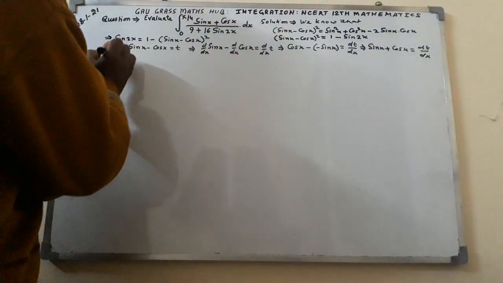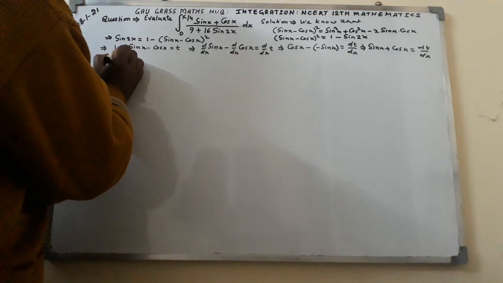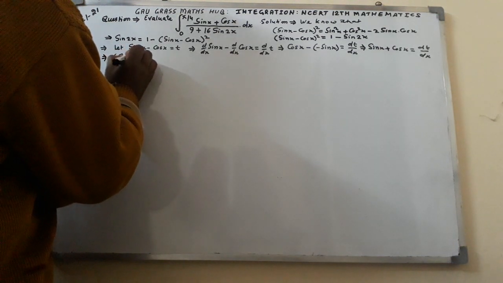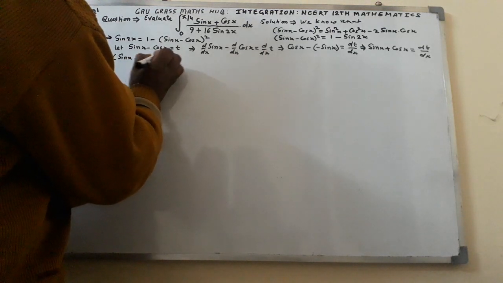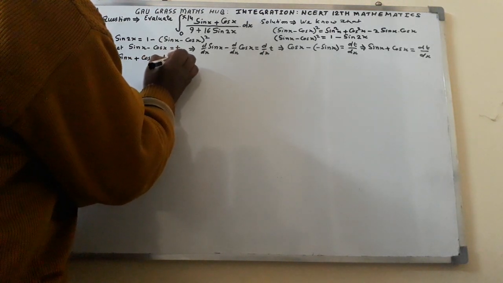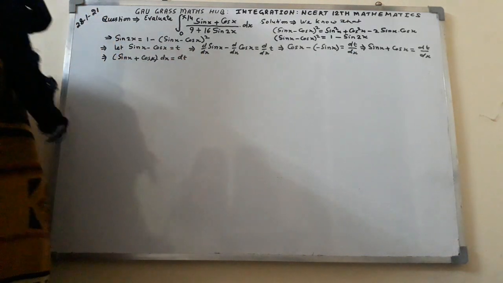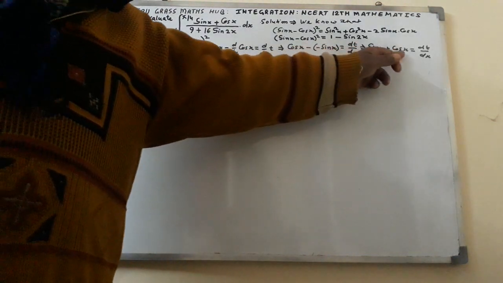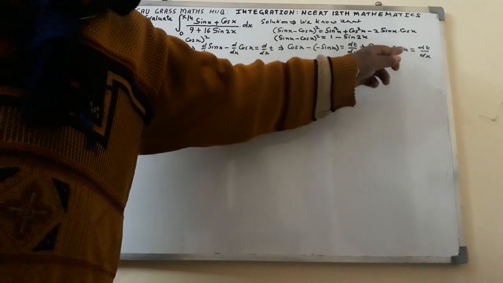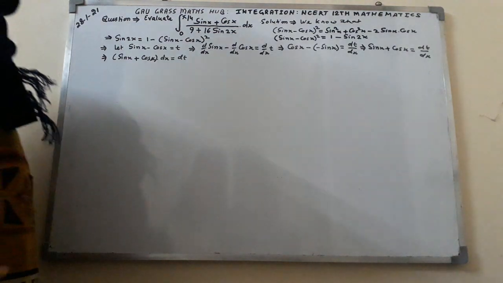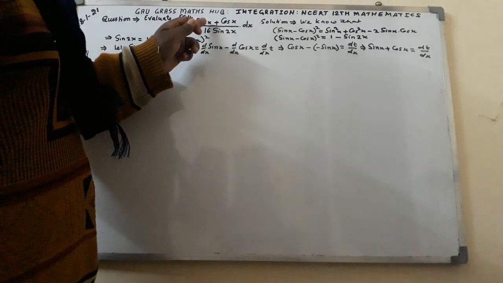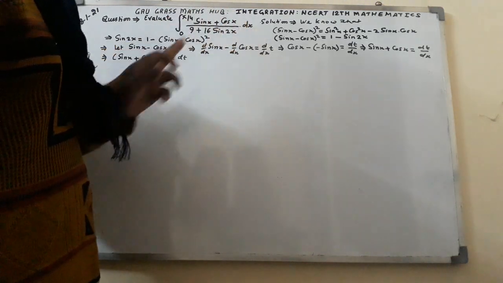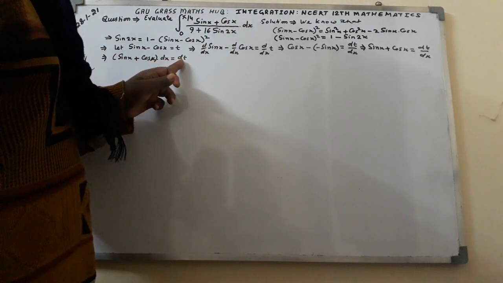Again I shall write, implied that (sin x plus cos x) dot dx equal to dt. Here you can see sin x plus cos x will be written in one bracket dot dx equal to dt. The same thing I have written. Here in the numerator, sin x plus cos x dot dx will be taken as dt.